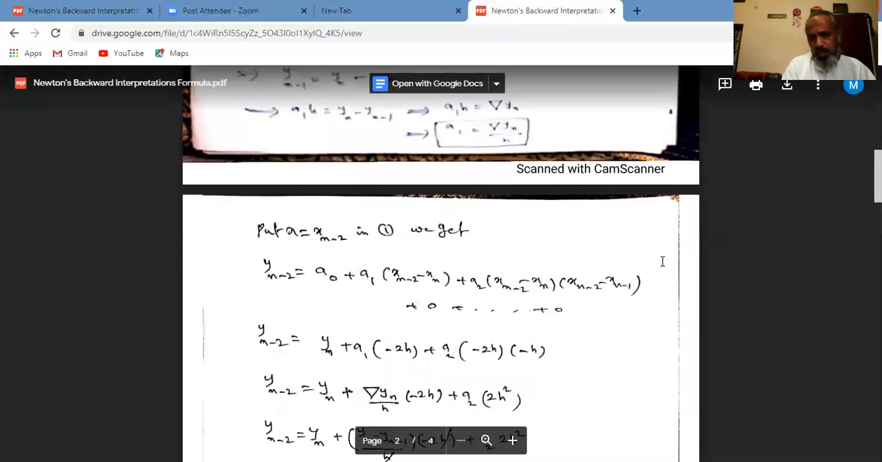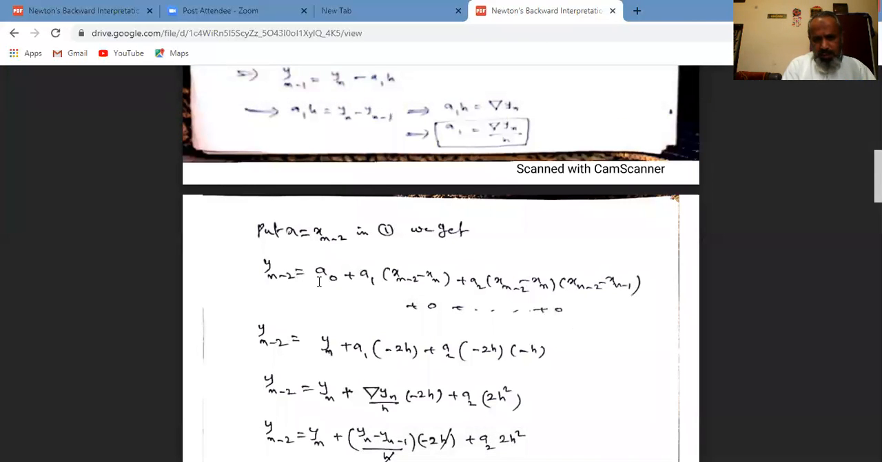From this term onwards, all the terms will vanish. So y(n-2) is equal to, what is a0? a0 is yn, plus a1 into (x(n-2) minus xn). Since all the x terms are equidistant by h, h is the interval of differencing. So x(n-2) minus xn is minus 2h. Similarly, for a2, x(n-2) minus x(n-1) is minus h. So again, we are simplifying.